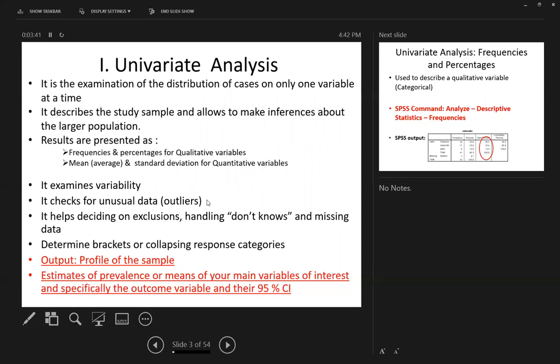So it's basically, you have two outputs from the univariate analysis. The first one is the profile of the sample, or you can call it characteristic of the sample or distribution of the sample based on basic sociodemographic variable. But another main outcome is you get the estimate of a prevalence or the mean of your main variable of interest. So if I'm interested in rheumatoid arthritis and looking at factors associated with rheumatoid arthritis, before looking into association, I would like to calculate what is the prevalence of rheumatoid arthritis among my sample. And then I would like to also look at what is the distribution of the factors of this arthritis.